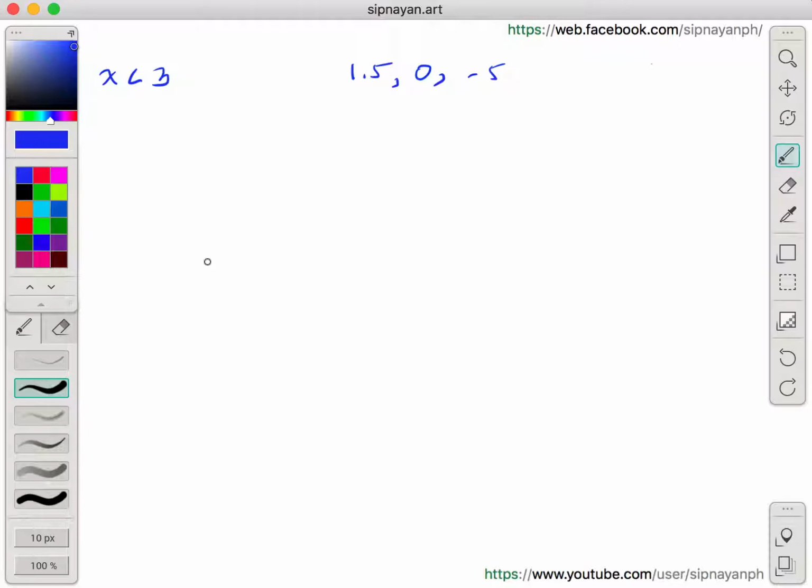Now, yung set of all numbers that makes this inequality true is called the solution set to this inequality. That is an important term in mathematics. So, dapat tandaan nyo yan. Anyway, isulat natin para mas madaling matandaan.